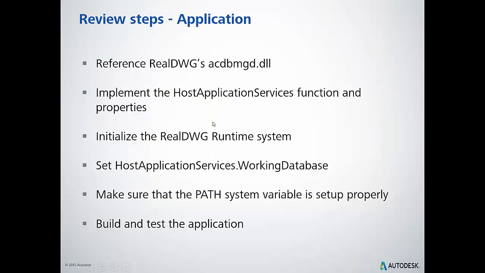Let's quickly review the steps for creating a RealDWG application. First, reference the RealDWG's acdbmgd.dll in your application from the RealDWG install folder. We then need to implement the host application services class functions and properties. We then initialize the RealDWG runtime system. We also need to set the database as the host application services working database. Make sure that the path system environment variable is properly set up with the 3 paths that are provided in the ObjectDBX documentation. And finally, build and test your application.